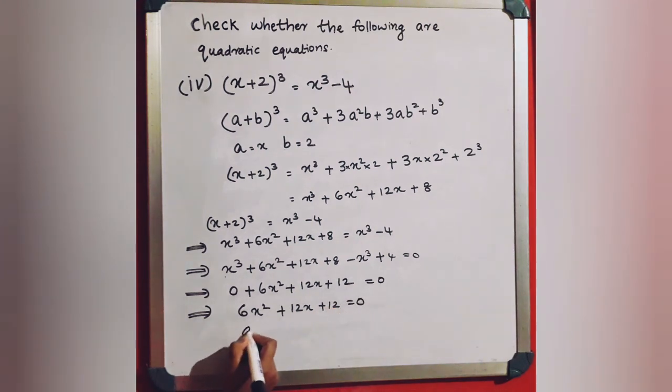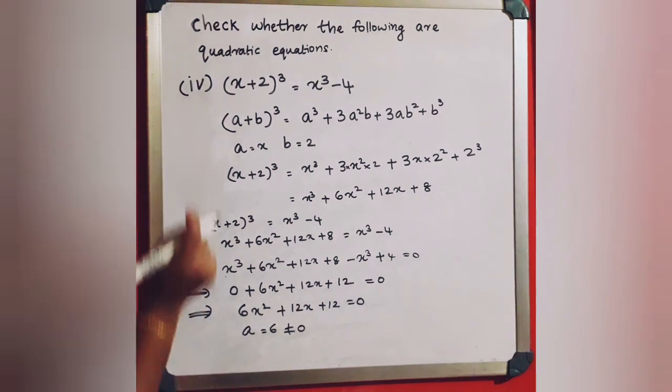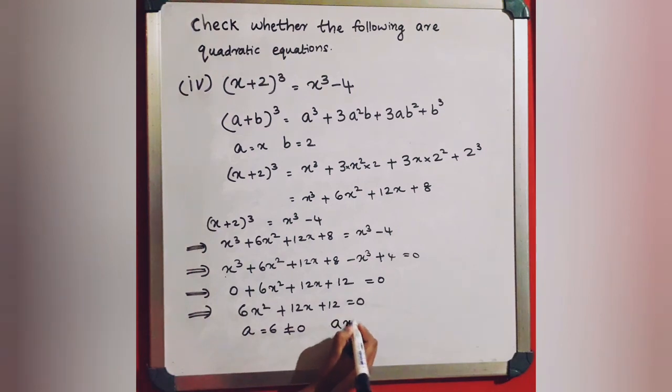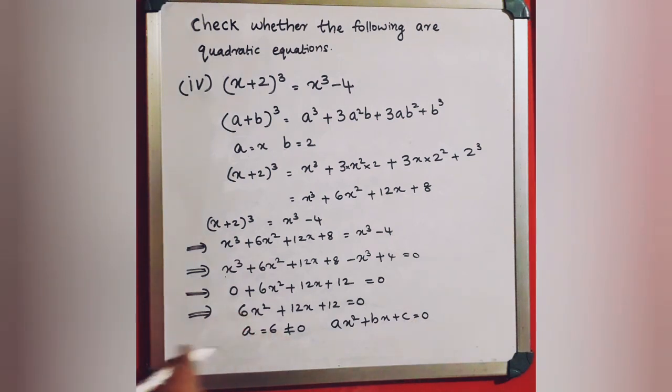Here the coefficient of x square, that is a, is equal to 6, not equal to 0. So we convert the given equation into the form ax square plus bx plus c is equal to 0. Here a is 6 and 6 is not equal to 0. So the given equation is quadratic.